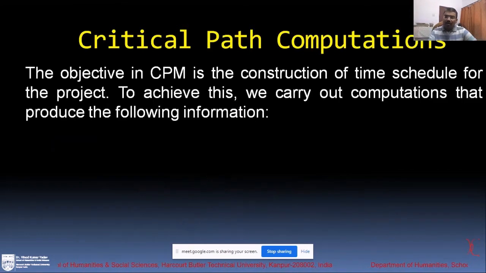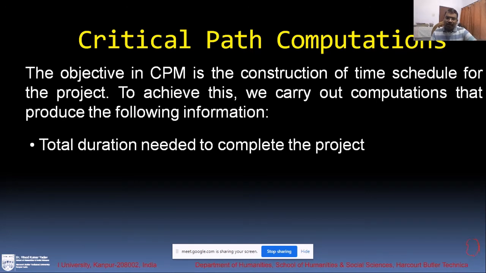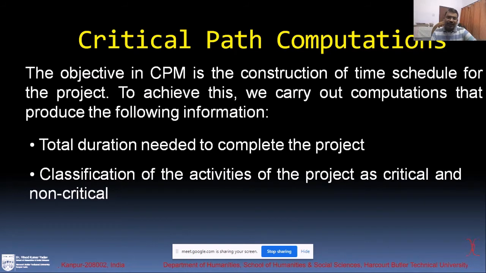So now how to compute the critical path? It becomes very important to understand that you must look at the time schedule for each activity. You must have deterministic time for each activity. Total duration needed to complete the project must be calculated, along with the classification of the activities of the project as critical and non-critical.